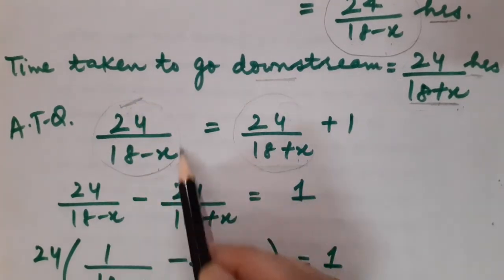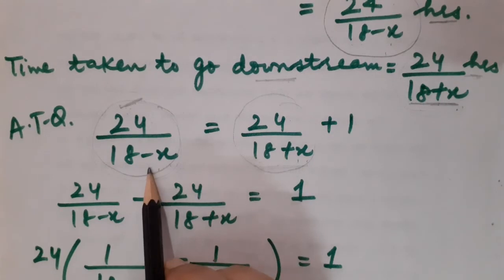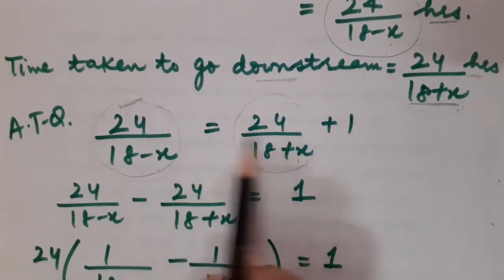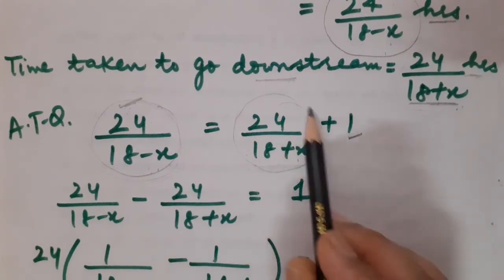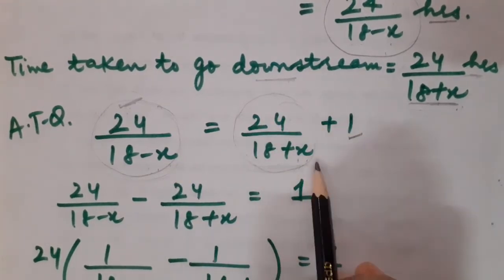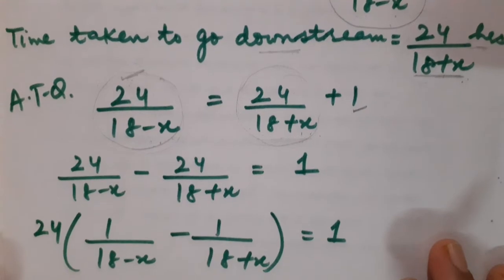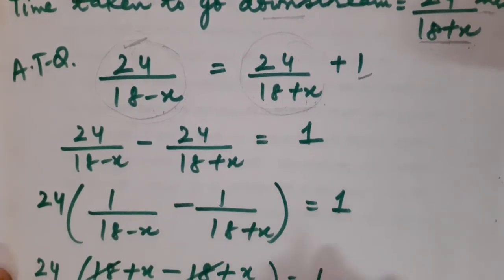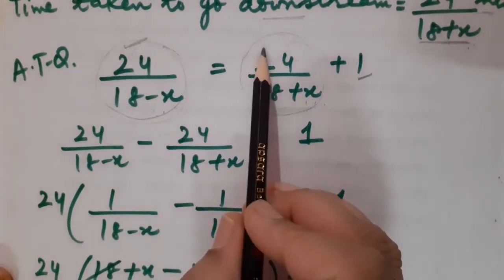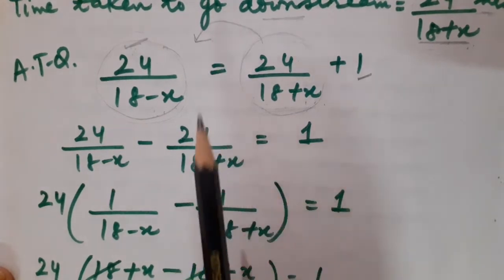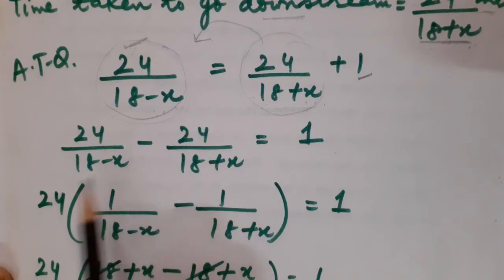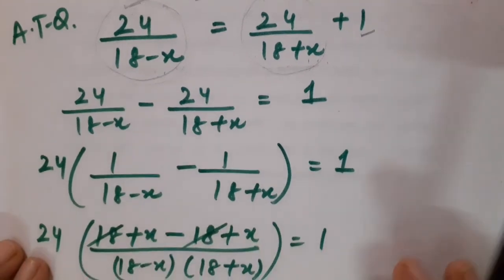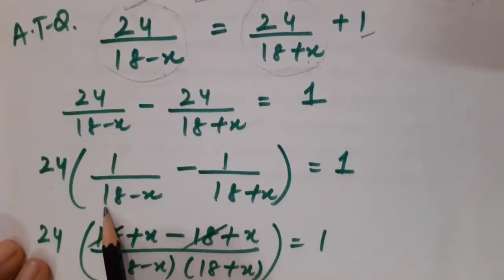So if this is 1 hour more, either I have to subtract 1 from this time so that both the timings will be equal, or I have to add 1 in this downstream time so that both the timings will become equal. Correct? Now simple, we are going to just simplify it. I am going to bring this 24 upon 18 plus x on the left hand side. So this will be equal to 1, taking 24 as common, but I am going to get in bracket 1 upon 18 minus x minus 1 upon 18 plus x.